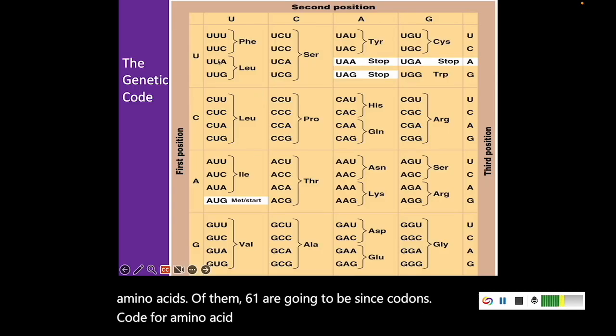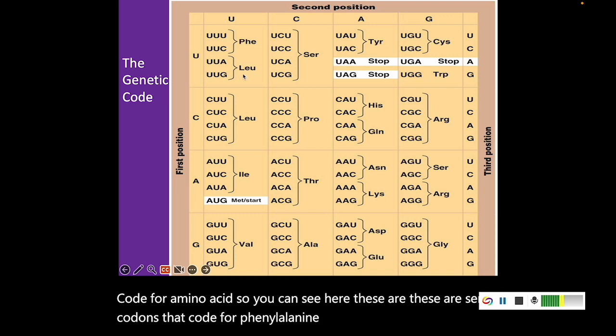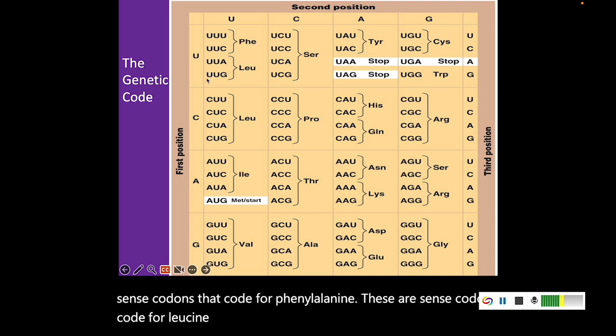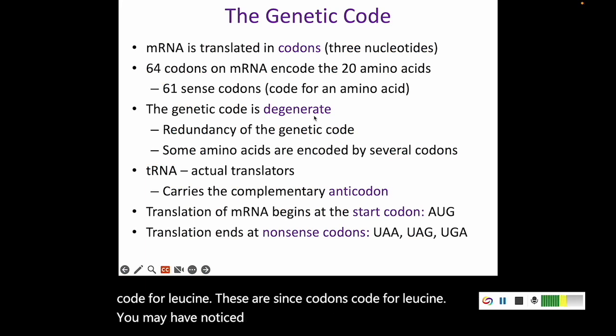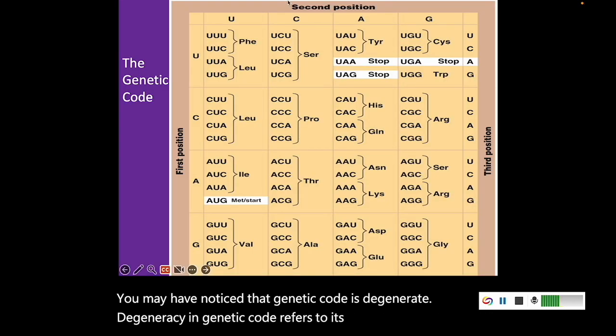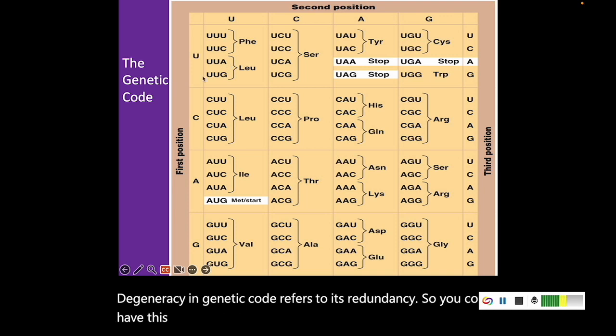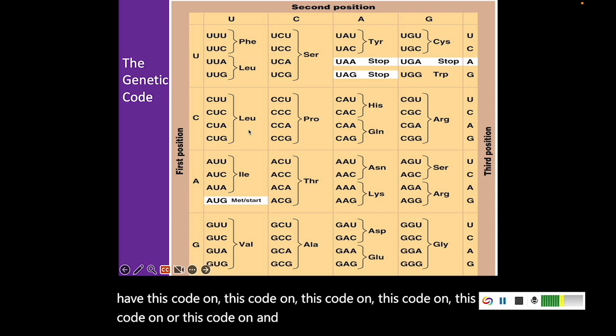So you can see here, these are sense codons. They code for phenylalanine. These are sense codons, code for leucine. These are sense codons, code for leucine. You may have noticed that the genetic code is degenerate. Degeneracy in the genetic code refers to its redundancy. So you could have this codon, this codon, this codon, this codon, this codon, or this codon. And all of those will give you leucine.